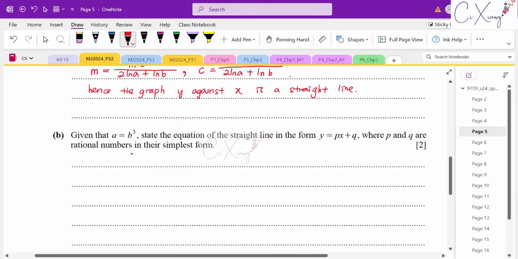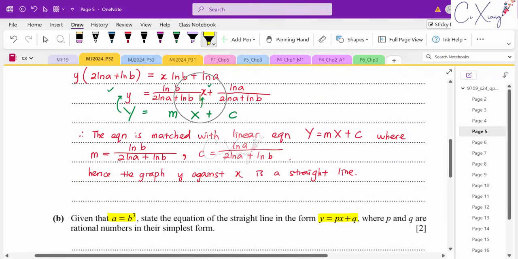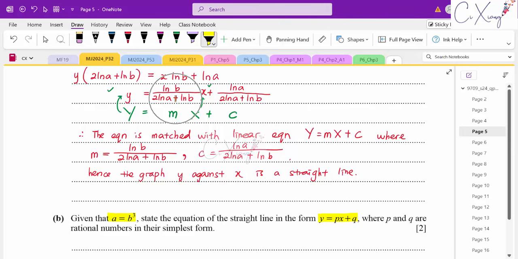Now they give us another extra piece of information: a equals b to the power 3. They want us to put our equation in the form y equals px plus q. So that means the equation that we expressed just now, they want us to put it in the form of px plus q, where p and q are rational numbers. They don't want the equation to look so complicated, the m so complicated, because you have ln b divided by ln a and so on. So you have to make this whole thing become a rational number, and this part also become a rational number.